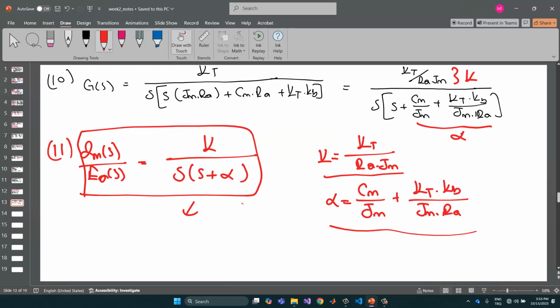And after that, if this is the case, I can combine the whole system into one form: A divided by RG, and so on, S times and so on. This is important. We have two roots in here, right? One of them is 0, the other one is minus alpha. These are the important parameters to analyze the time response of the system.